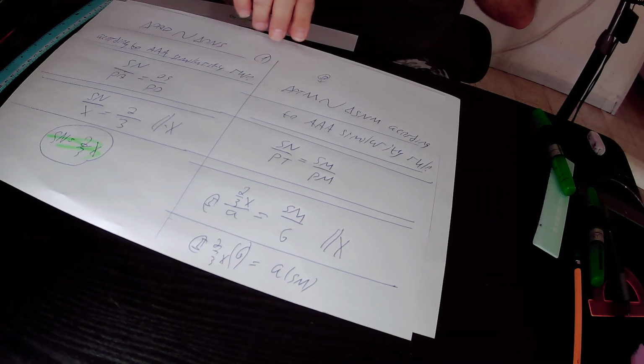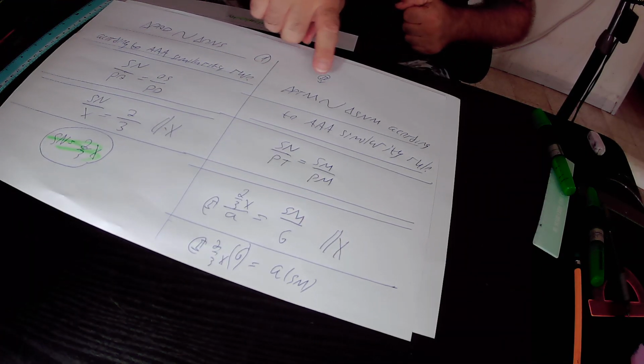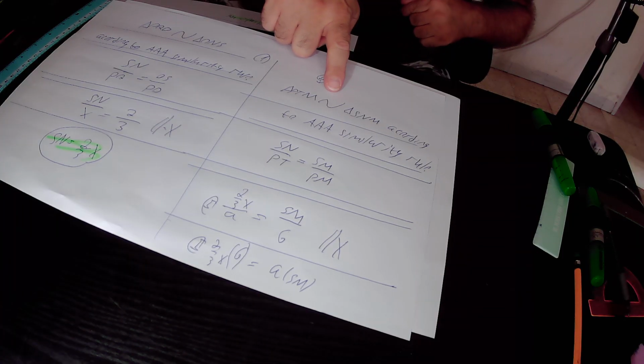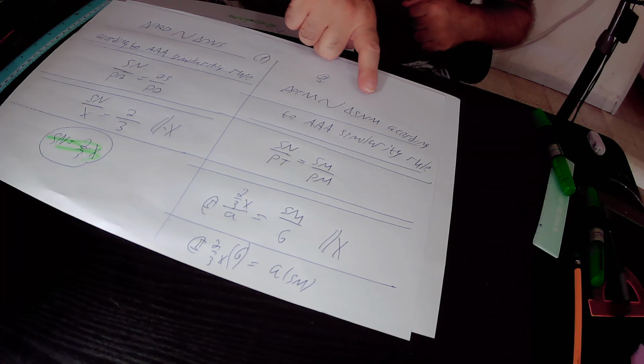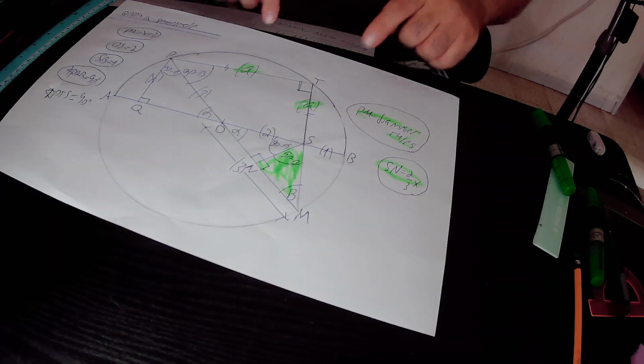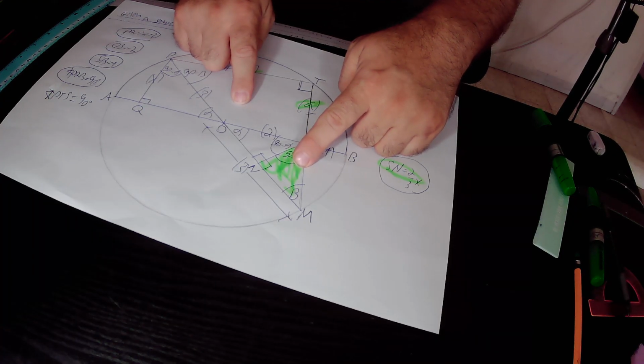So we found out that the big right triangle PTM is similar to the small green right triangle SNM, according to the angle similarity rule. And from the fact that those two right triangles are similar to each other, we will derive that the following relationship exists between their sides.